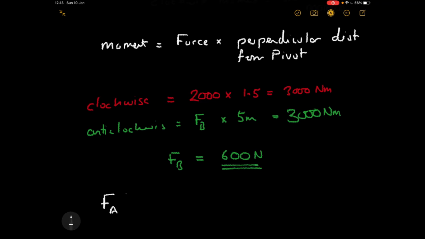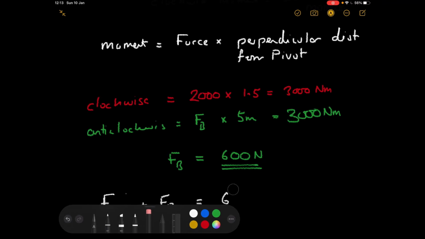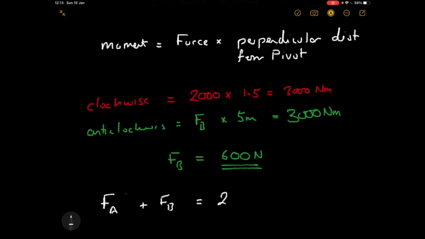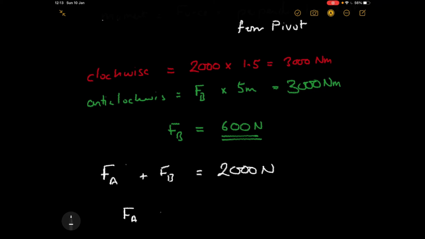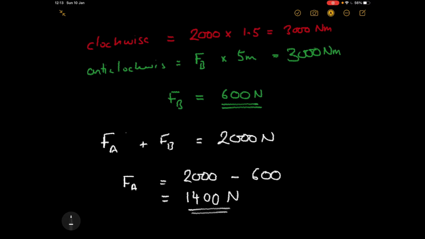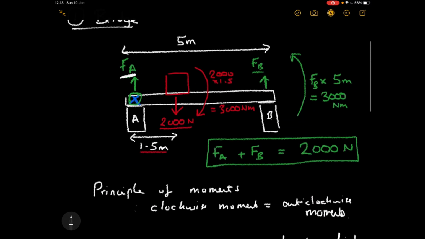And as we know that the two forces, force A plus force B, equals, not 600, sorry, equals 2000, which is the weight of the box. We can now say, okay, so force A is equal to 2000 minus 600, which equals 1400 newtons. And so that is how that is derived. That's how we work these things out.